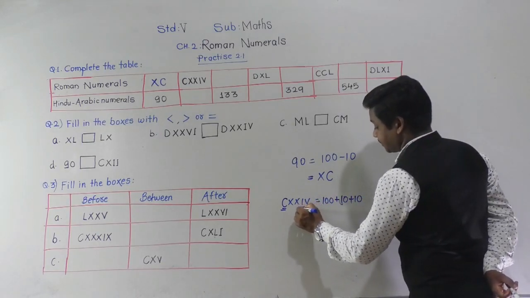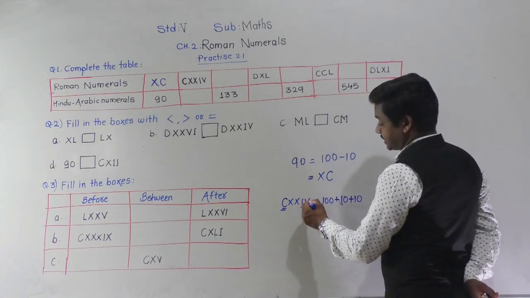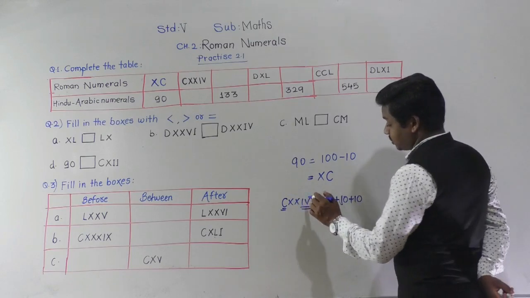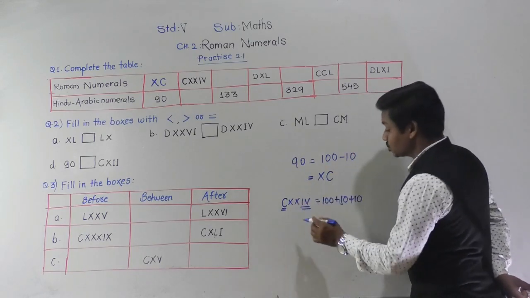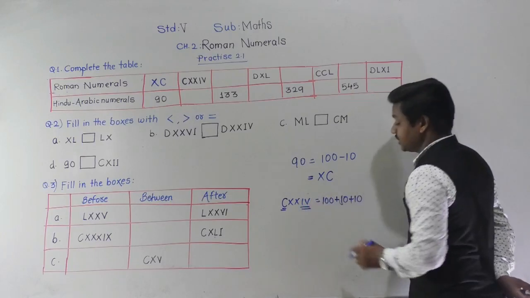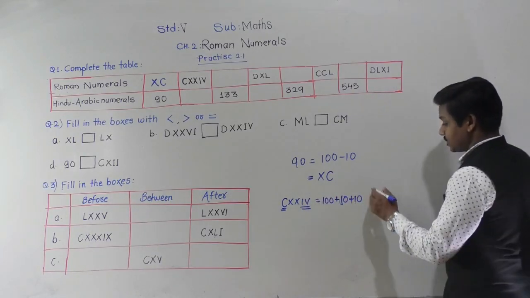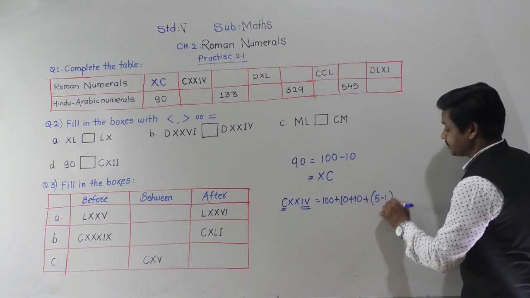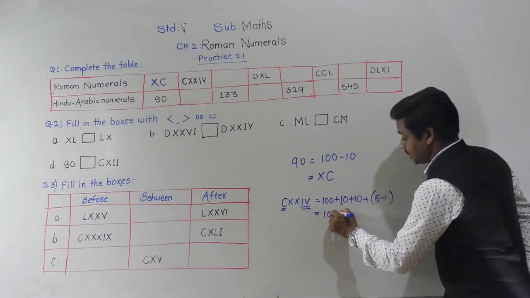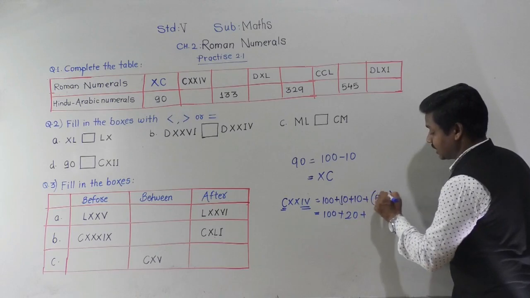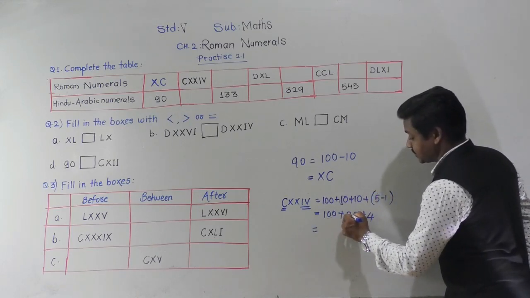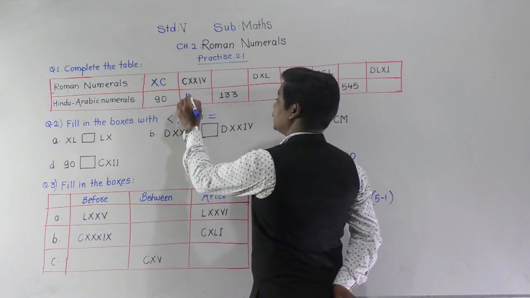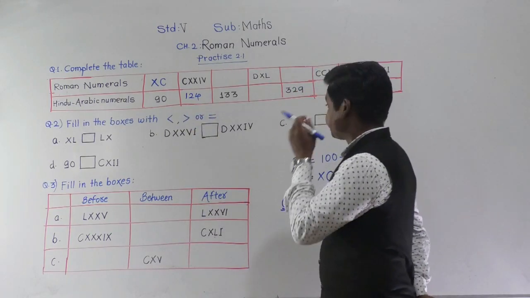Now see this IV. Now there is smaller symbol before greater symbol, or this I has appeared between two greater symbols, right? So in this case, remember the fourth rule. It will get subtracted from the symbol to its right. So this 1 will get subtracted from V, that is 5 minus 1. So we have 100 plus 10 plus 10, 20, plus 5 minus 1, 4. That is 100 plus 20, 120, plus 4, 124. So CXXIV means 124. Understood?